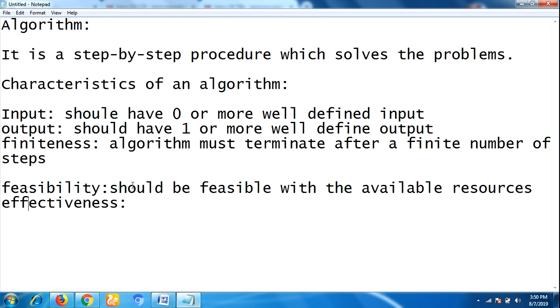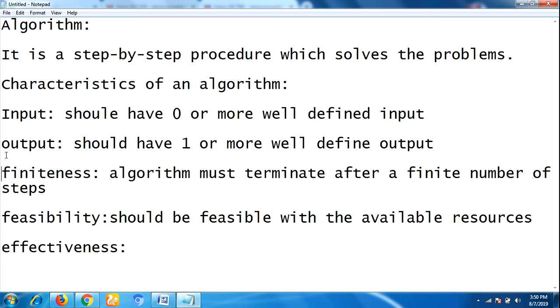Finally, effectiveness. Effectiveness means that whatever algorithm you write, it should be able to be translated into a specific programming language. You need to be able to convert that algorithm into any programming language. So these are all the characteristics of an algorithm: input, output, finiteness, feasibility, and effectiveness.